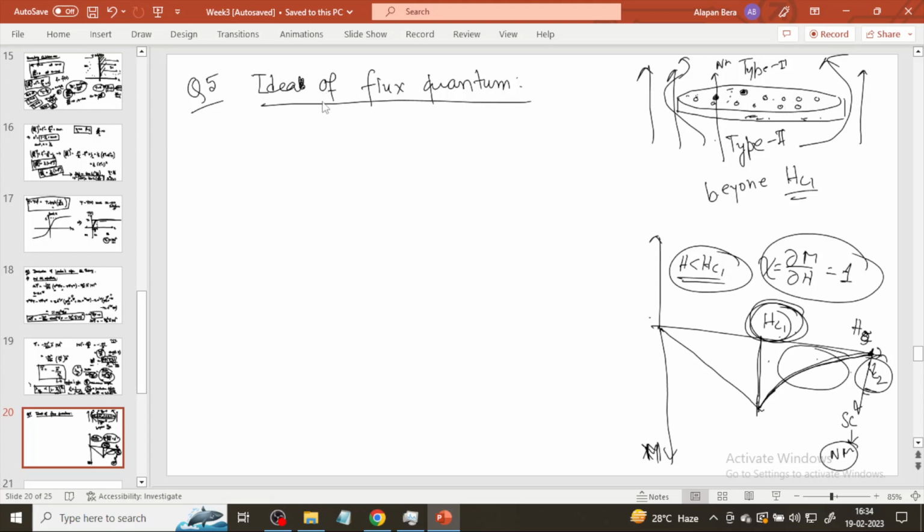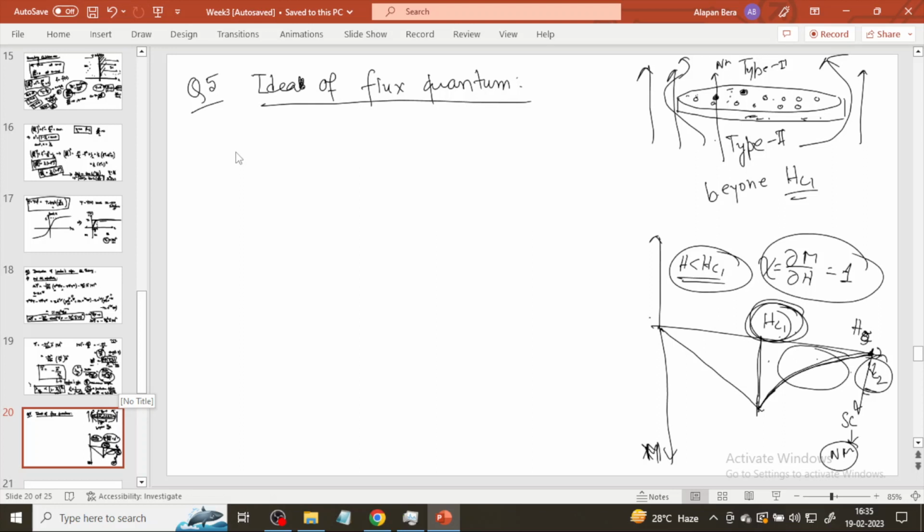Now we will try to understand how much magnetic flux these vortices can contain, or how much magnetic flux can go through a vortex. That is what we are trying to calculate. And for that let's introduce the idea of flux quantum.